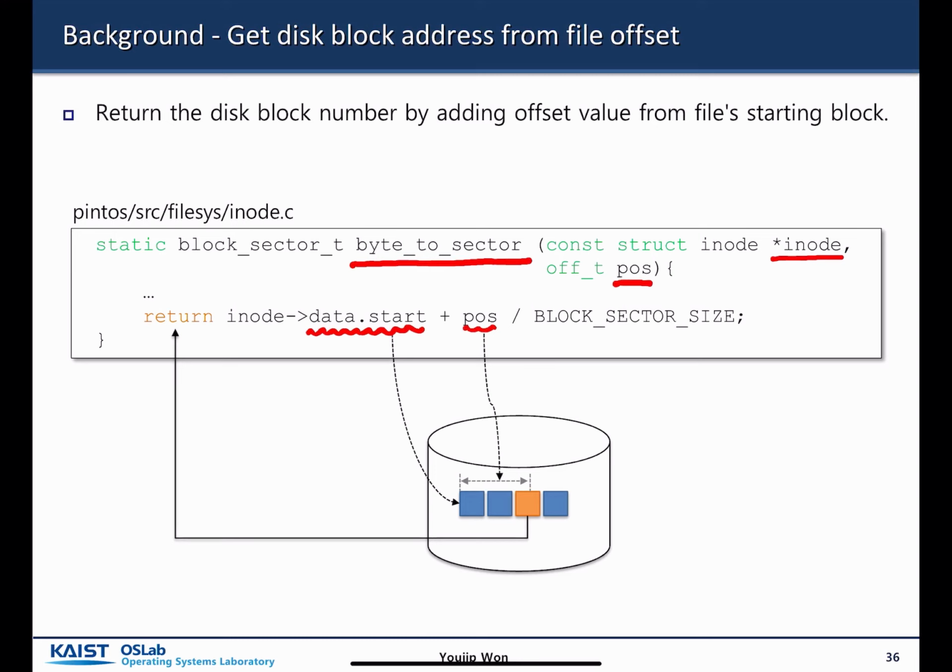So if the position is here, then you divide it by the sector size. The position here is a position within a file. Of course, the position is in bytes. So we divide it by the sector size. It means how many sectors it is apart from the beginning of the file, and then you add it to the start sector number of the file, and then you will get the sector address of the blocks you want to write. That's easy.